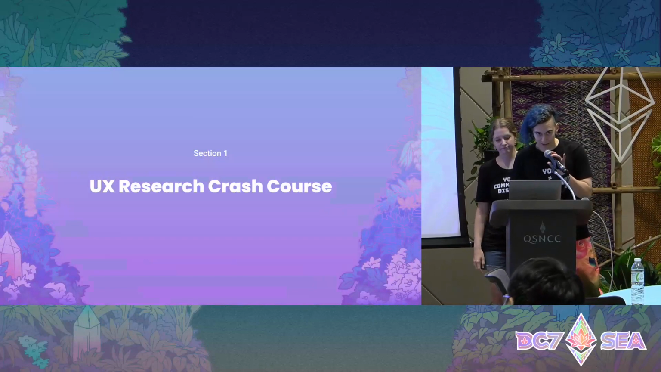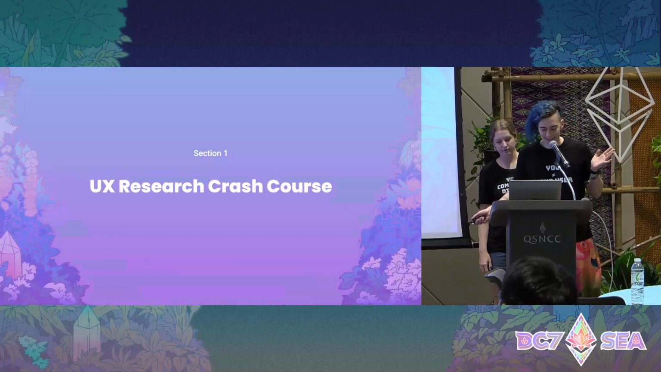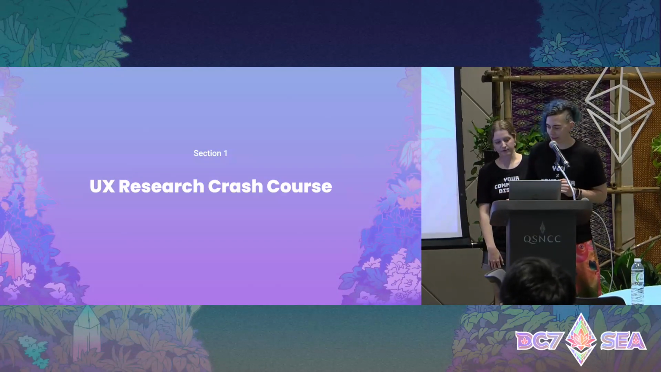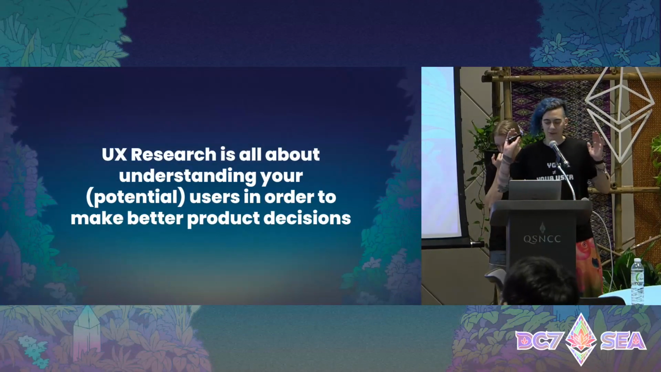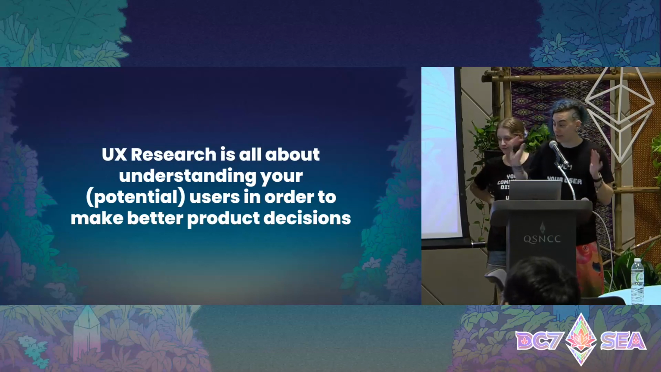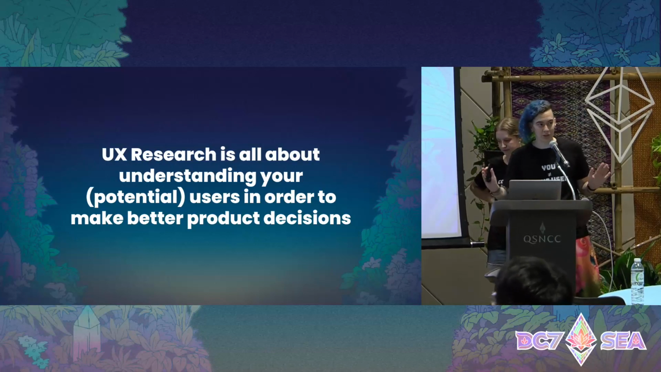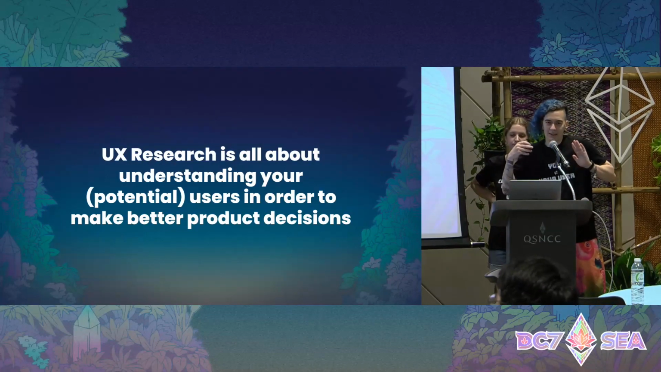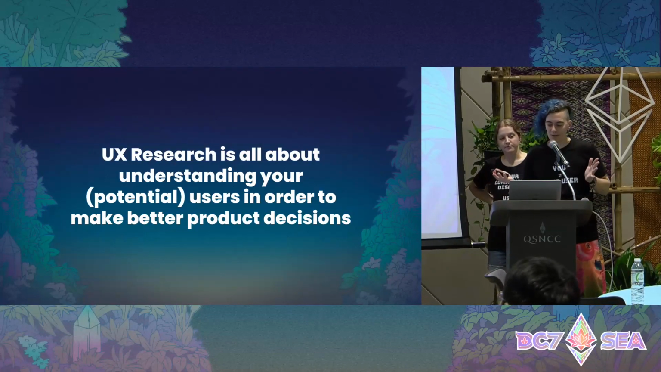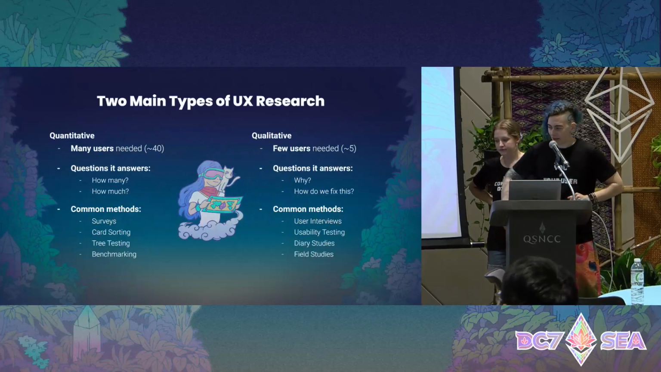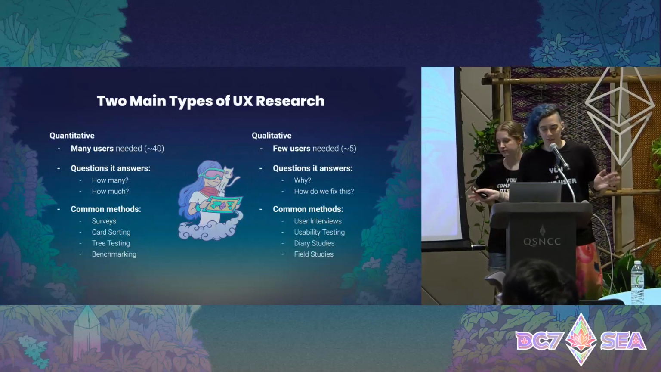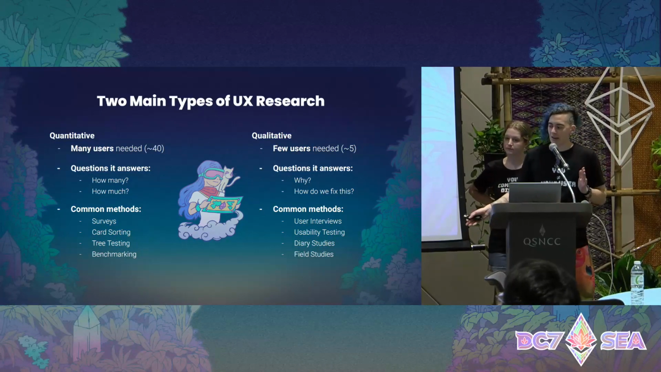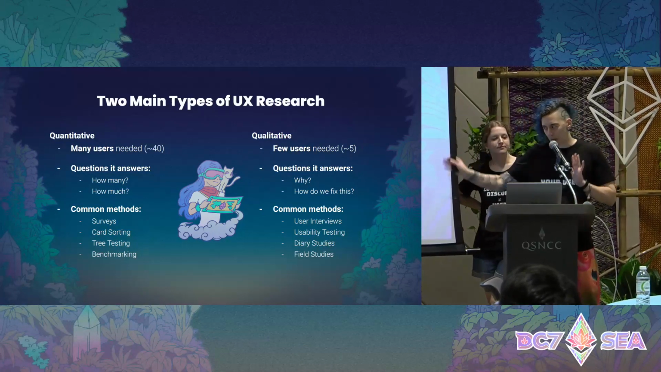All right, so let's get down to business. What is UX research? How does one do it? All that good stuff. So UX research is all about understanding your users or your potential users in order to make better product decisions. That's the purpose of UX research. There are many, many ways you can do it, and there are two main types. There's quantitative and there's qualitative.